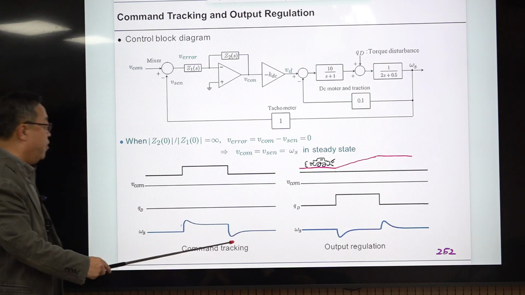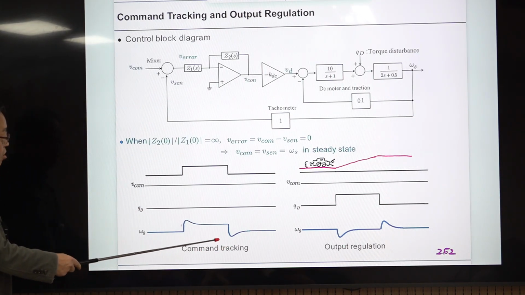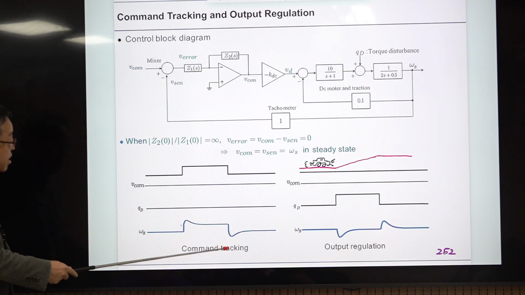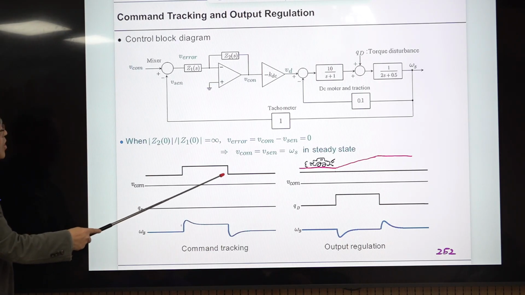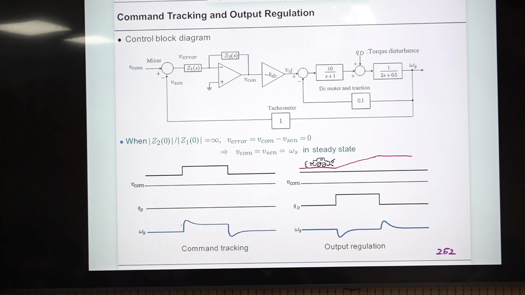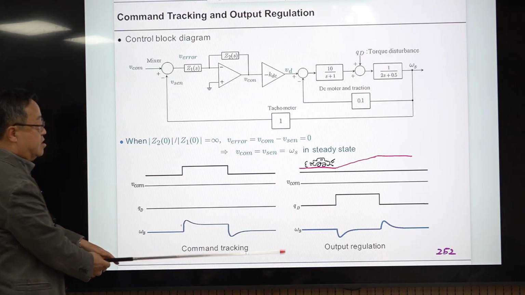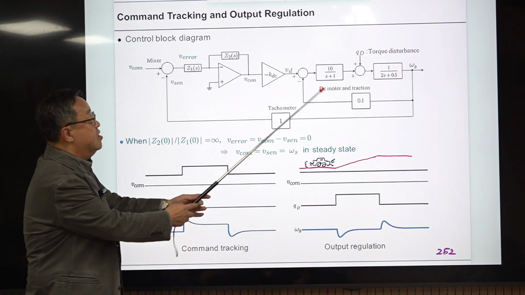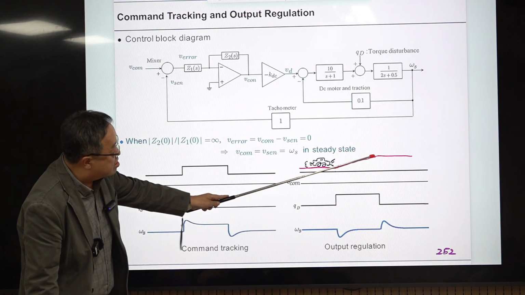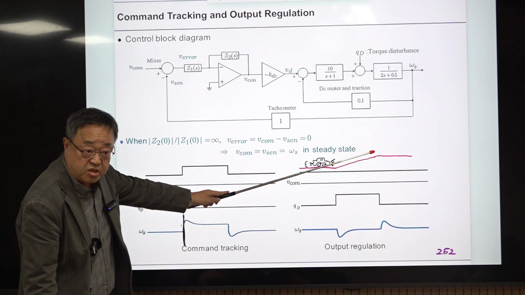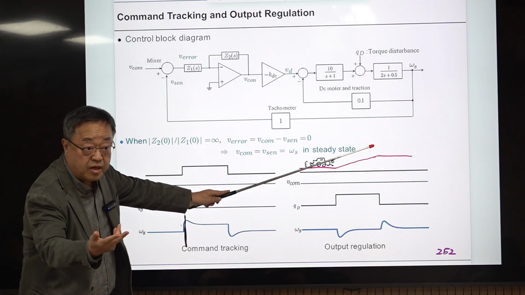So this function is called command tracking, and command tracking indicates this vehicle follows this speed command as closely as possible. That is number one. And the other one is output regulation, and this speed should be constant regardless of the presence of this slope, uphill.